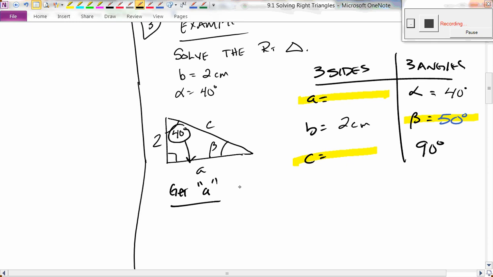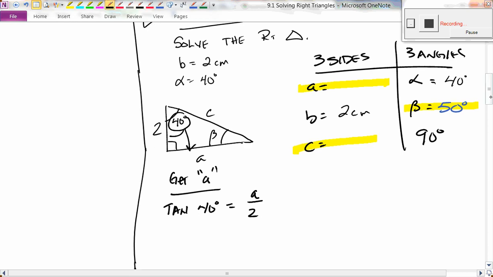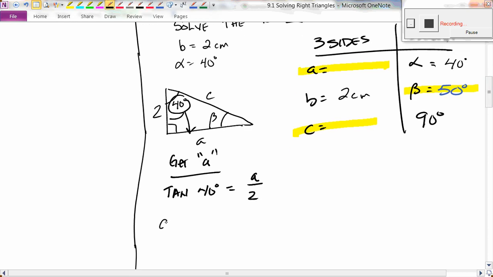And which side do we know? The 2, right? So which function are we going to use? Tangent, sine, or cosine? Tangent, right? So we're going to say the tangent of 40 degrees has to be A divided by 2. You follow? Okay, so that means that A has to be 2 times the tangent of 40 degrees.